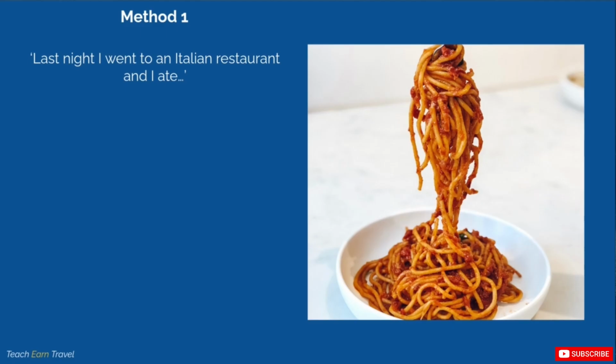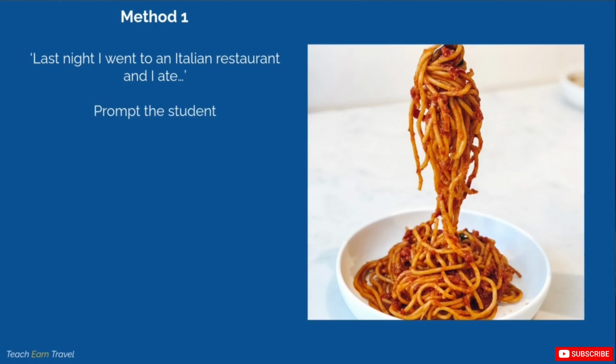So last night I went to an Italian restaurant and I ate... and they go blank. You've given them the picture. They should know this because you've discussed it before, but they go blank. What can we do? Just think for a few seconds. What can we do now without just telling them spaghetti? How can we get the student to say spaghetti even though they're struggling to recollect the word?